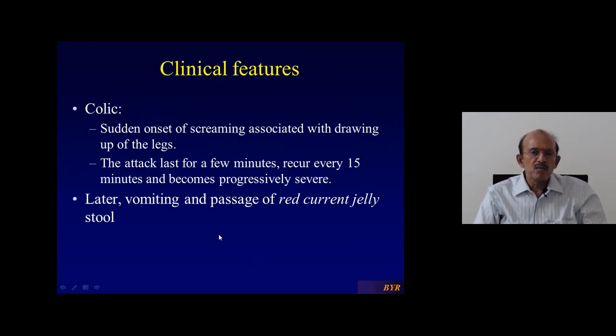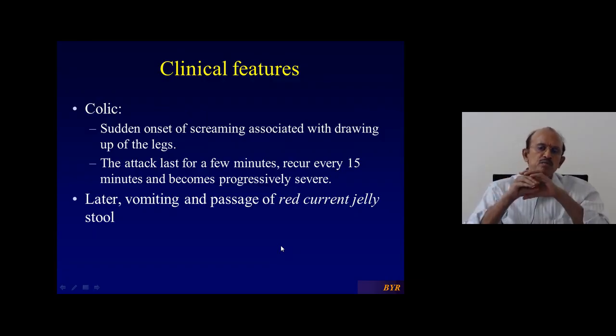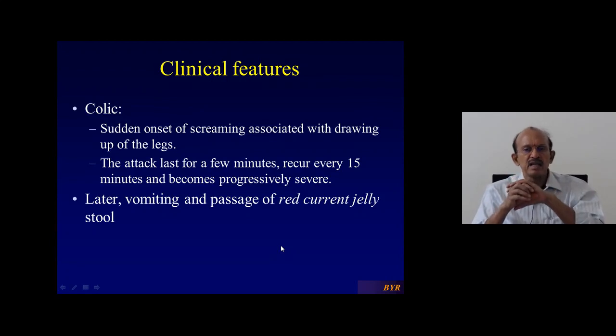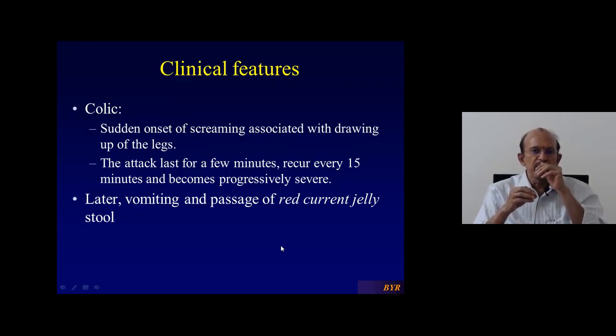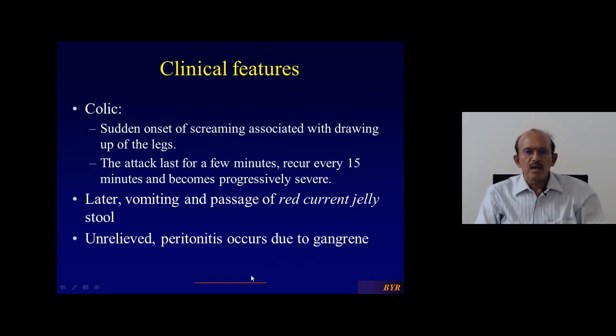Later there will be vomiting and passage of red currant jelly stools. The stool that is passed in intussusception is described as red currant jelly stool. It is nothing but a thick viscid mucus stained with blood. Because the inner tube becomes congested, the congested inner tube secretes a lot of thick mucus, and because of congestion there will be some amount of bleeding. So there will be blood staining with mucus. Unrelieved, this can lead to peritonitis due to gangrene.